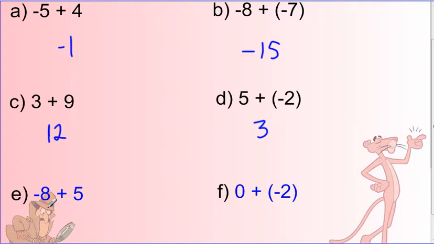Okay, letter E. Signs are different, so we subtract and keep the sign of the bigger number, negative 3. Signs are the same, so we add. Well, same, different. Signs are different, I guess. I mean, 0 plus anything, it's going to be that number again. I mean, 0 plus anything is itself. But I guess you say signs are different, subtract, keep the sign of the bigger number. Whatever you want to do, it's 2.